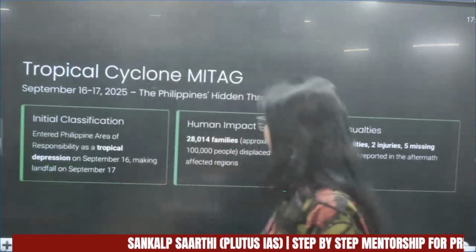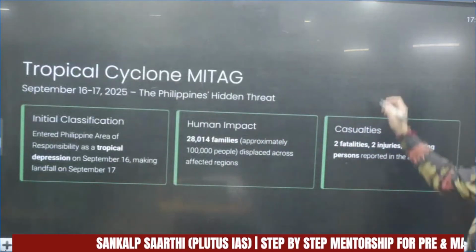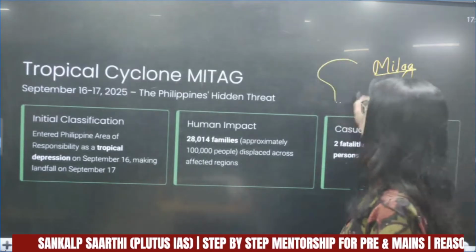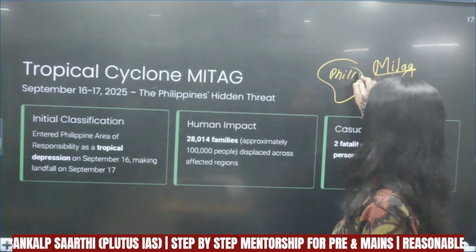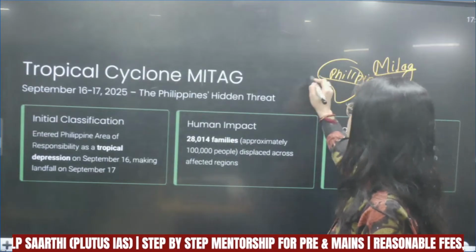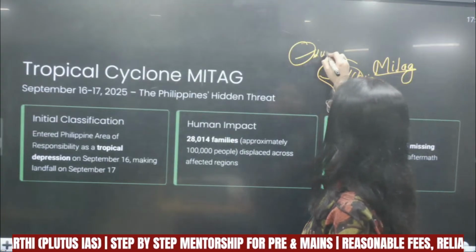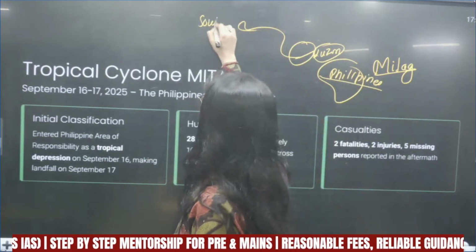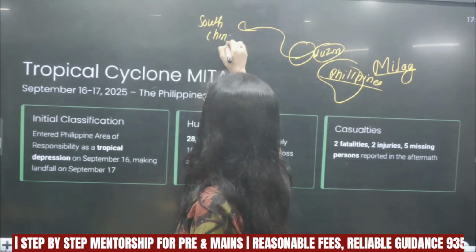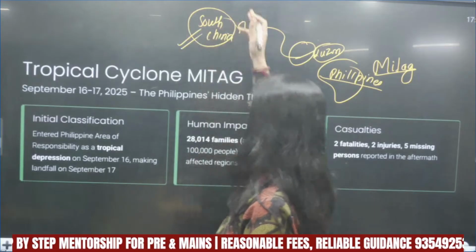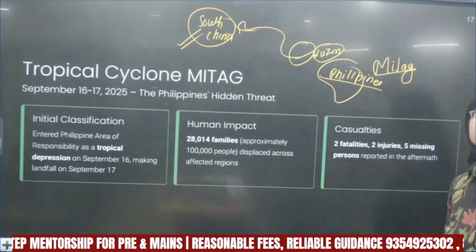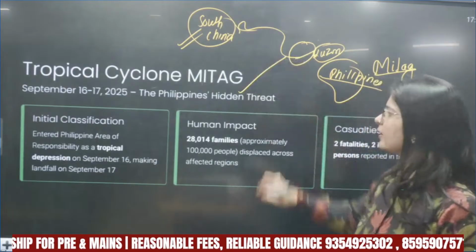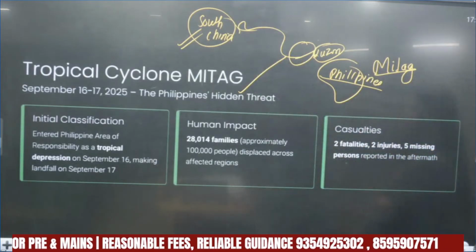Okay. Another cyclone that we have is Mitag. It actually came in the Philippines first. There is an island called Luzon. It impacted that, and then it further impacted South China. It was more severe for South China than the Philippines. So this is how it came. This particular cyclone Mitag was in September 2025.